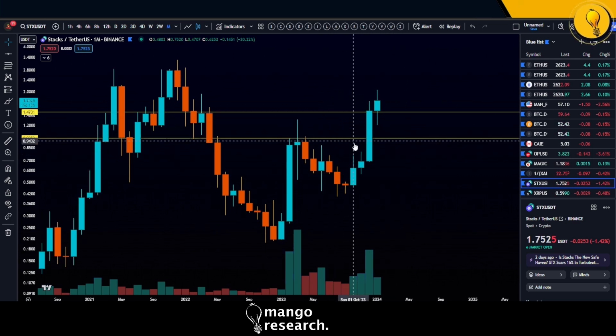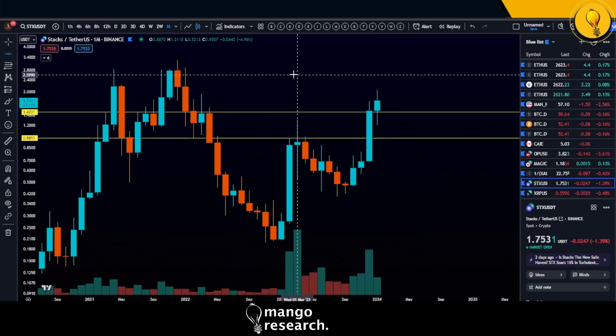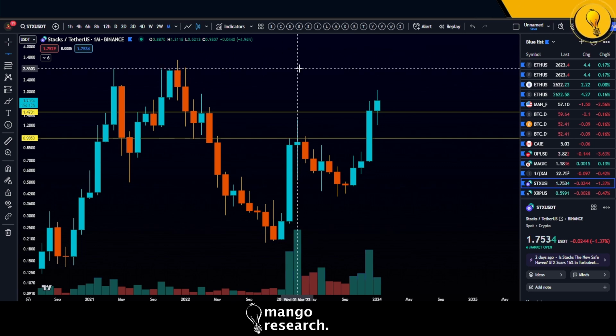And just based on these levels right now that I have, and based on the closes that we're seeing, if I'm being completely honest, STX is clear, man. It's clear for the next region of resistance overhead, which comes in at around $2.83.